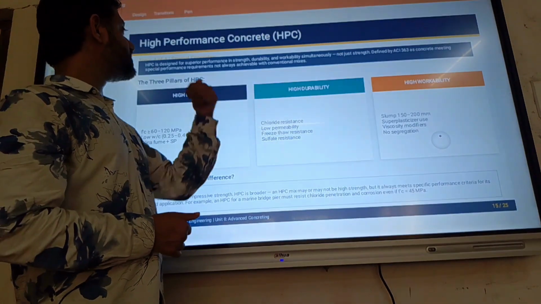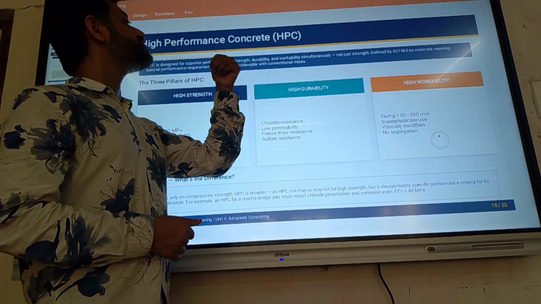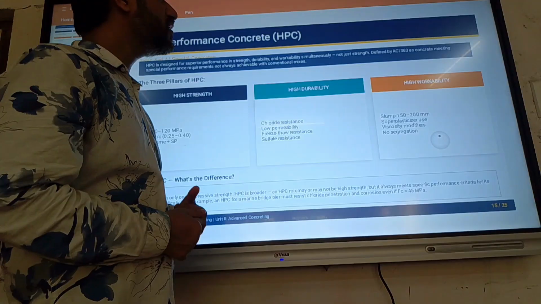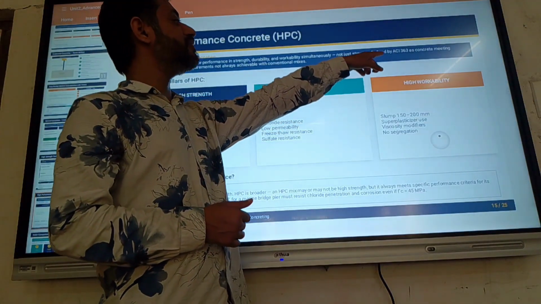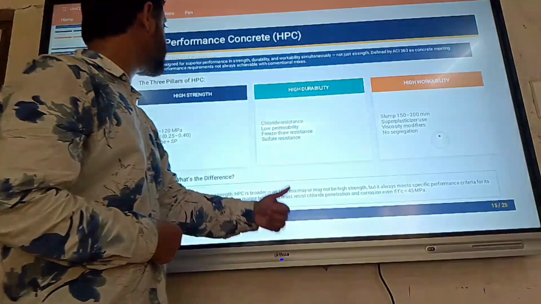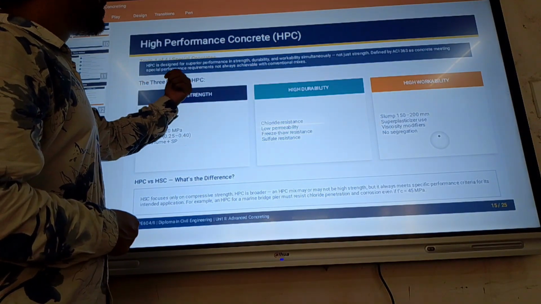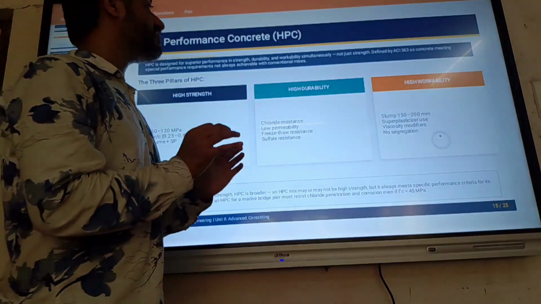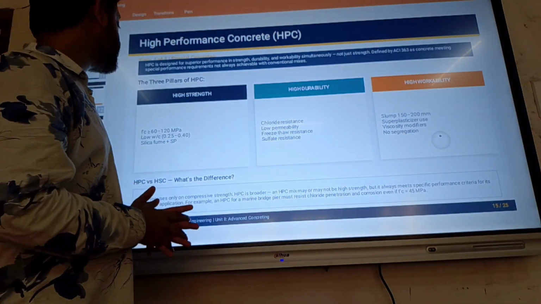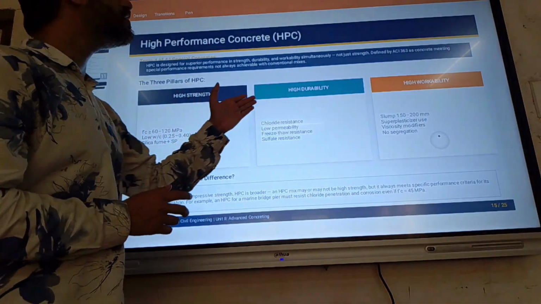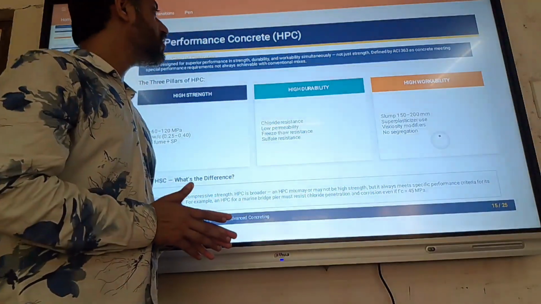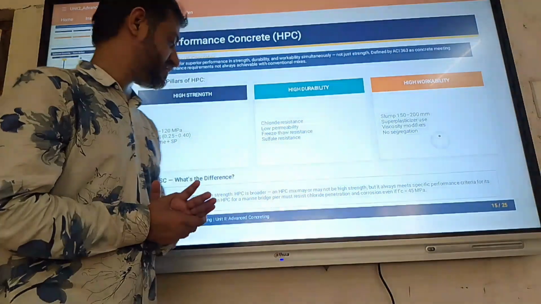High performance concrete is designed basically for superior performance: strength, durability and workability simultaneously, not just strength. It is also defined by the American Concrete Institute 363, ACI 363, as concrete meeting special performance requirements not always achievable with conventional mixes. So the 3 pillars of high performance concrete are high strength, high durability and high workability. These are the main points and the main criteria for maintaining high performance concrete.